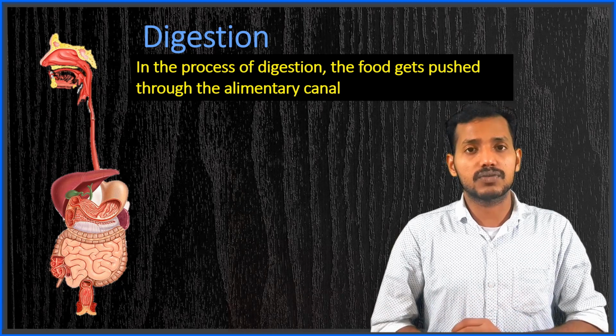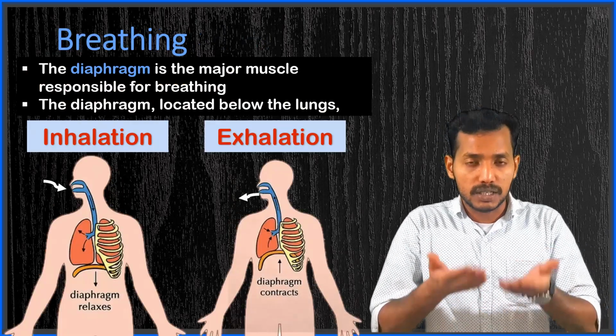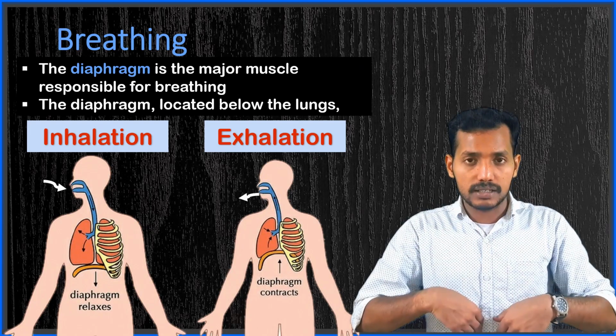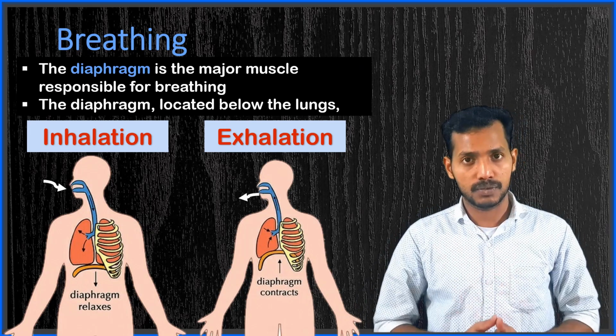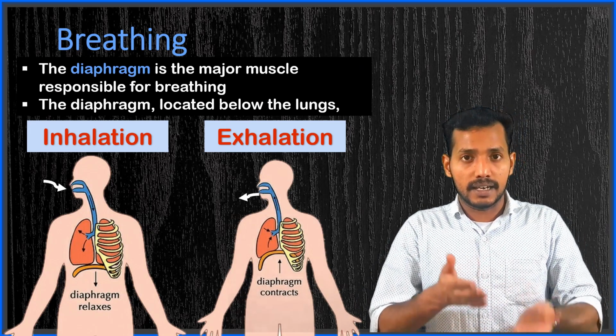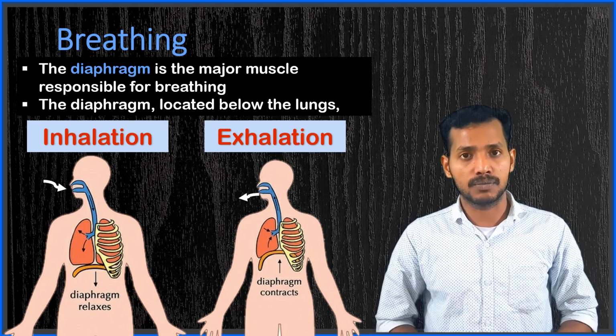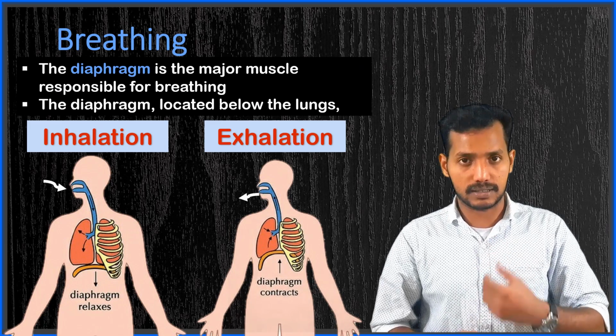The second process which is given in your textbook is breathing. During the breathing process, we are taking the air into the body, as well as pushing out the air from our body. That means the entire breathing process has two phases: inhalation as well as exhalation. How does this process occur?